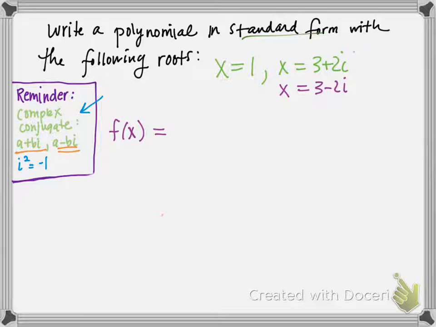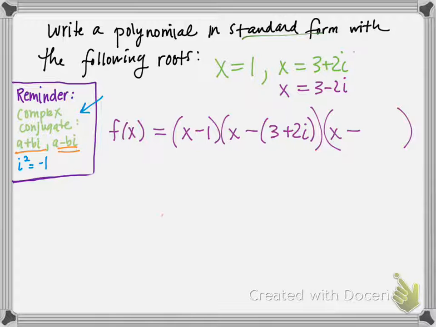Now I'm going to turn each of my roots into a factor. So first I'm going to write the polynomial in factor form and then convert that to standard form by multiplying. So how do I turn a root like x equals 1 into a factor? I would write x minus 1. How do I turn this into a factor? I would have x minus the 3 plus 2i, but because it has two terms, I have to put it in parentheses.